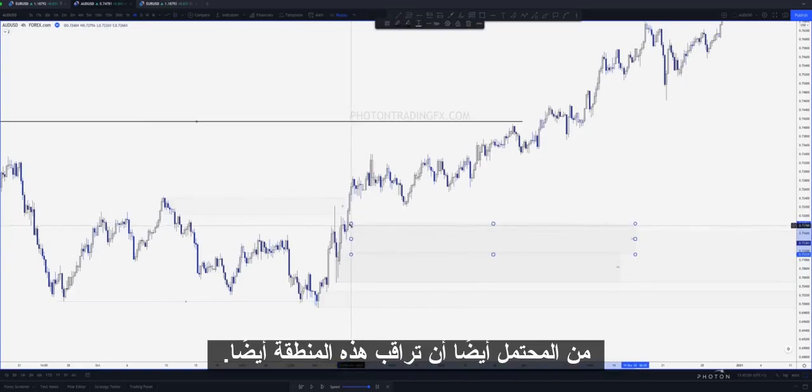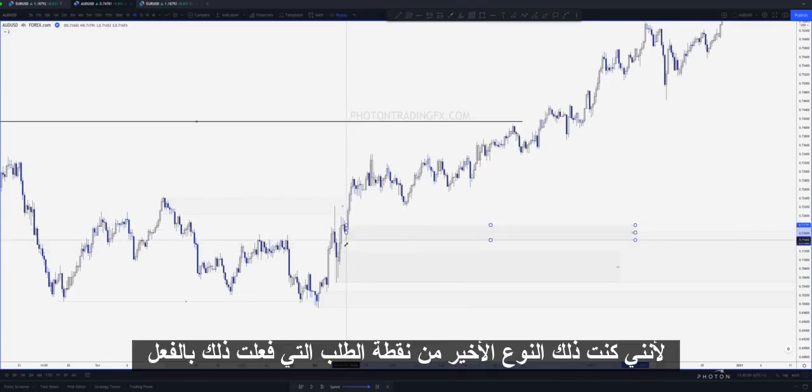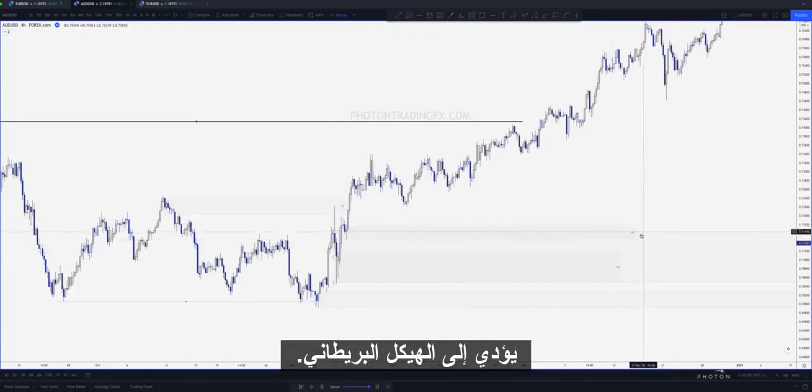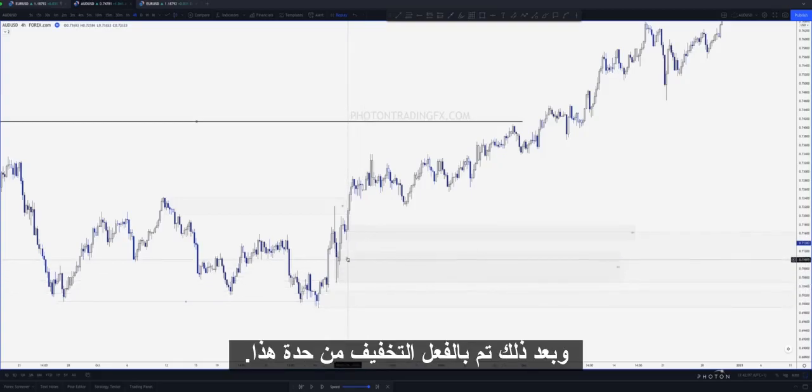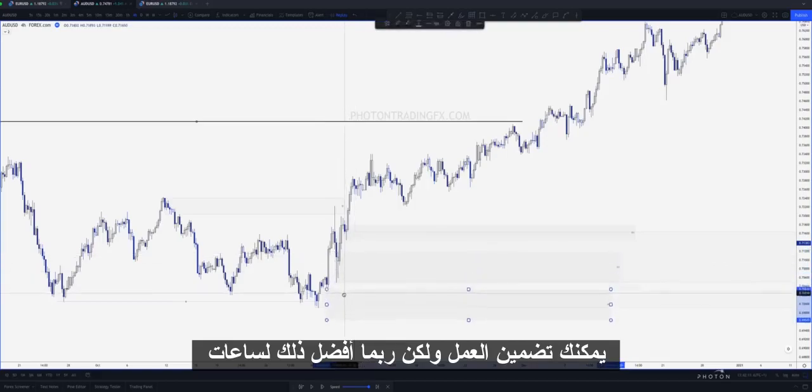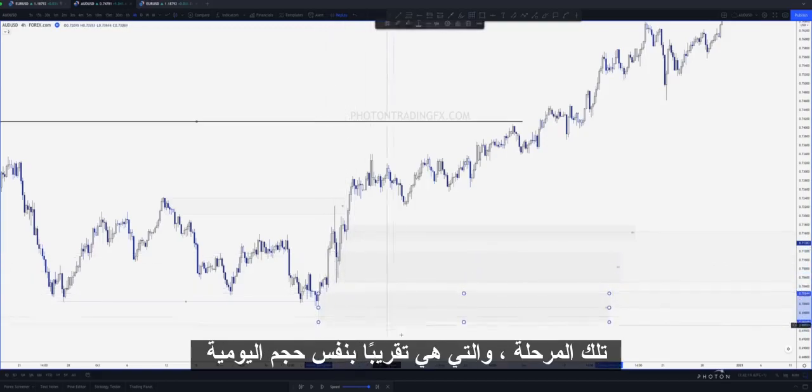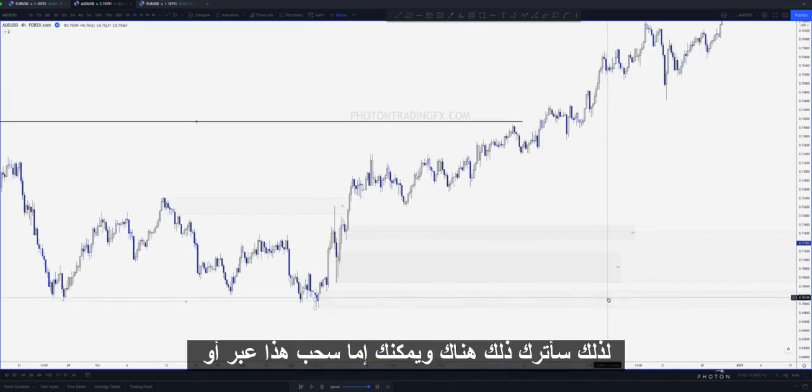Probably also keep an eye on this zone as well, as that was the last point of demand that did actually lead to the break of structure. And then this one has already been mitigated. You could include the wick, but I'd probably prefer this 4 hour zone at that stage, but it's pretty much the exact same size as the daily refined wick that we've done, so I'll just leave that there.